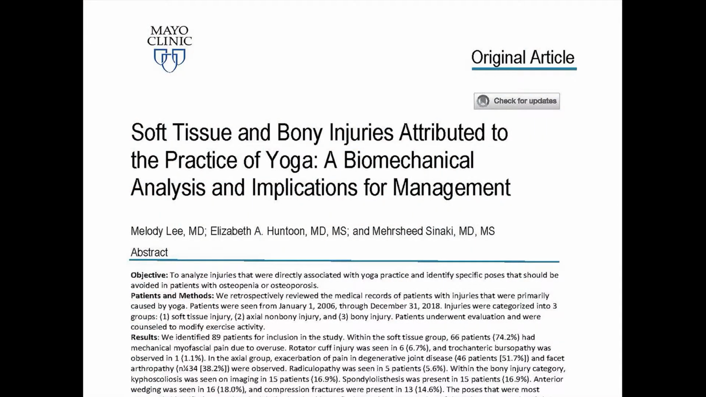The second highlight article underscores injuries that may be sustained by yoga. It is an original article entitled Soft Tissue and Bony Injuries Attributed to the Practice of Yoga, a Biomechanical Analysis and Implications for Management. It is authored by Dr. Melody Lee and colleagues from the Department of Physical Medicine and Rehabilitation at Mayo Clinic in Rochester, Minnesota, and the Department of Physical Medicine and Rehabilitation at Virginia Commonwealth University, Richmond, Virginia.